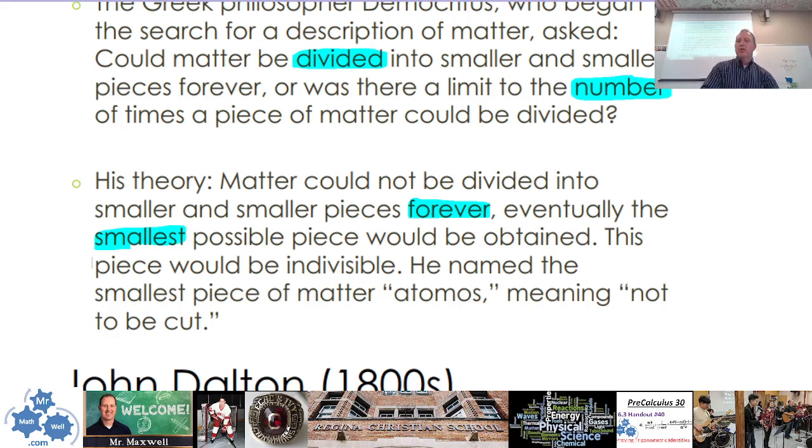So the piece that would be the smallest piece would be indivisible. So they would figure that there would be a limit to how much you could cut things, and that piece would be completely indivisible. Now, indivisible means not being able to be divided anymore. He named the smallest piece of matter atomos, meaning not to be cut, or could not be cut any further. So something that was indivisible, the meaning of that would be atomos. And that's where we get our modern word atom from, right?